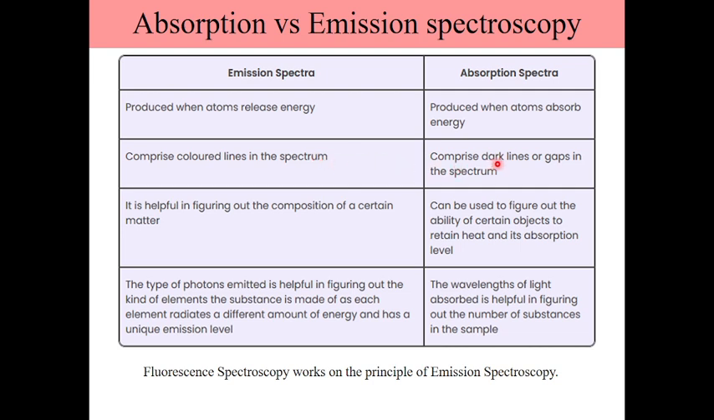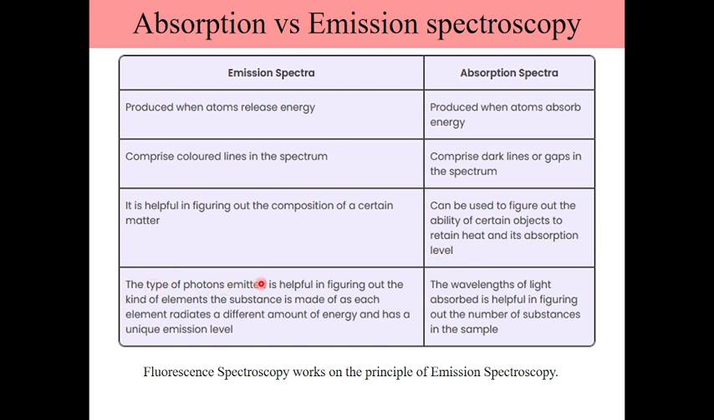And then absorption spectra comprise dark lines or gaps in the spectra. Okay, it is helpful in figuring out the composition of certain matter. It can be used to figure out the ability of certain objects to retain heat and its absorption level.